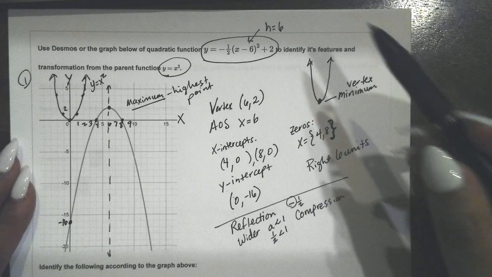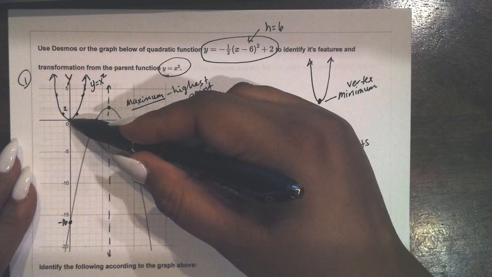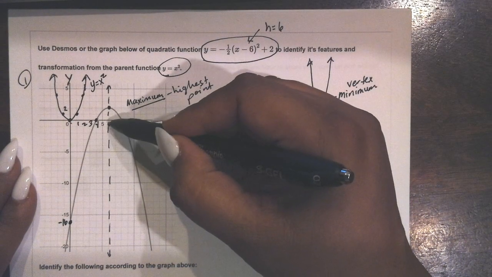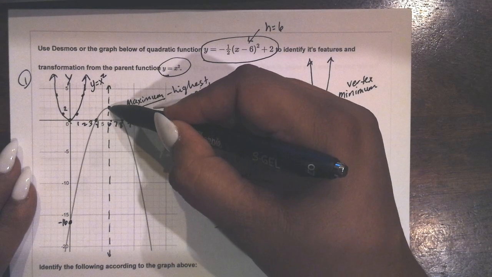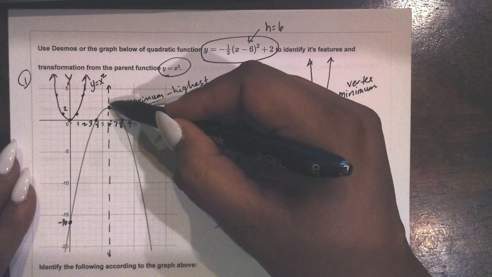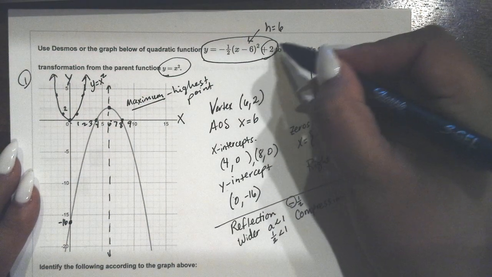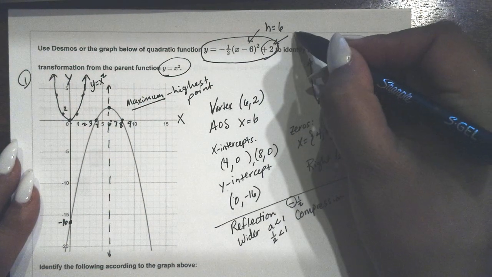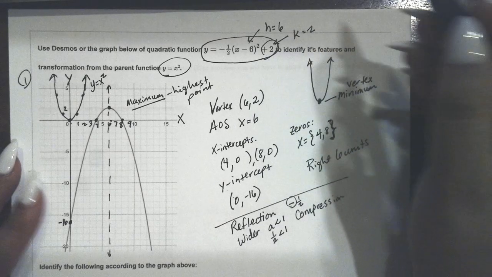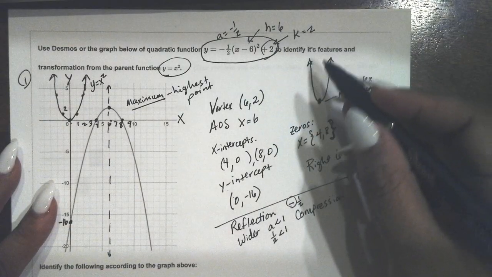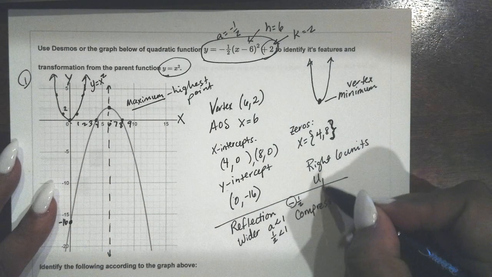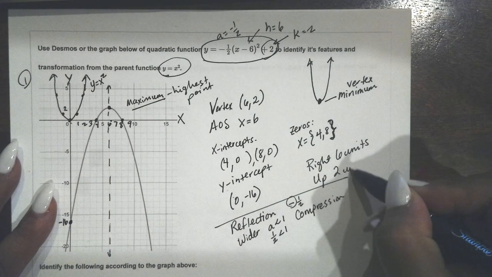Now, is there a vertical shift? Yes, there is a vertical shift because it came from 0, 0 to here to 6, 0, and then it went up to 6, 2. So it went up to, and that's right here, the last number here, that's your K. Your K is 2. And A here is negative 1/2. All right, so K, it went up. There was a vertical shift up 2 units.